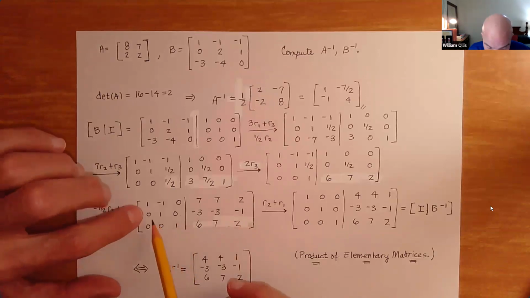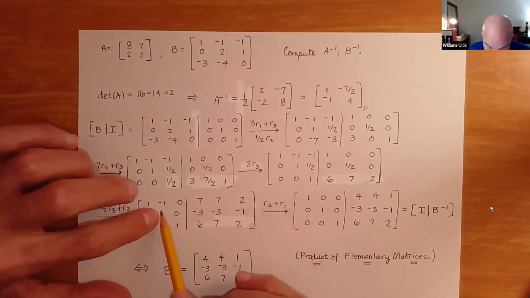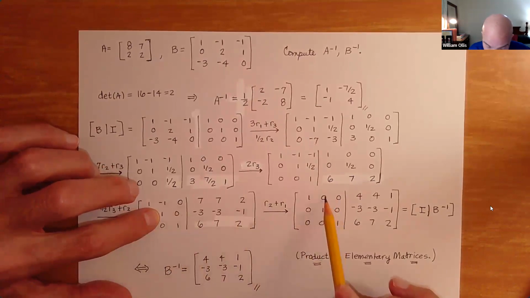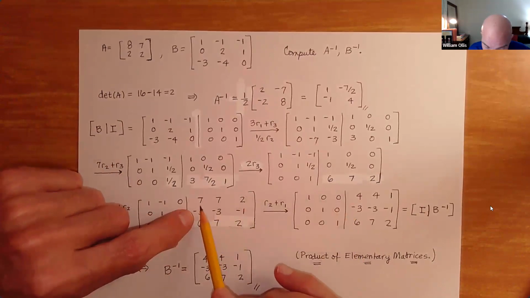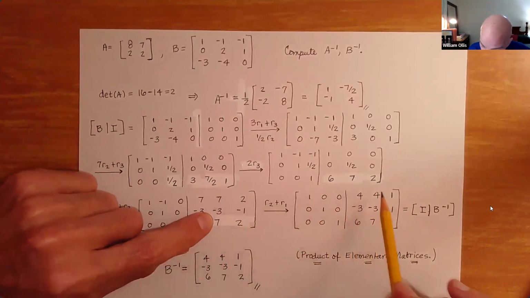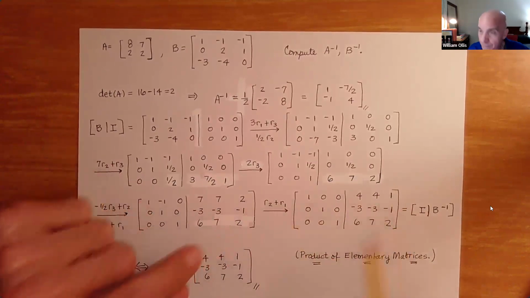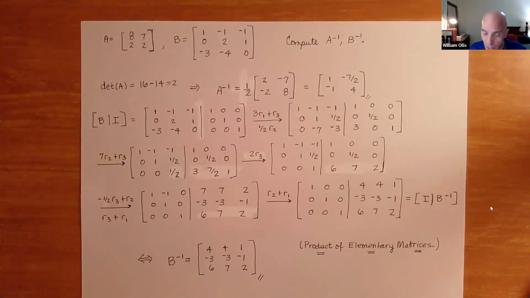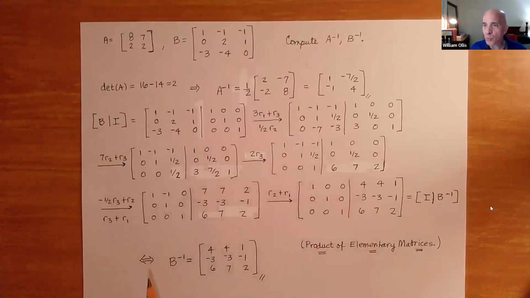So notice here, 0 plus 1, no change. 0 plus -1, 0. 0 plus 0, no change. Now, -3 plus 7, 4. -1 plus 2, 1. So aside from just a few fractions with 1/2, which were not very difficult, we had a fairly simple process.